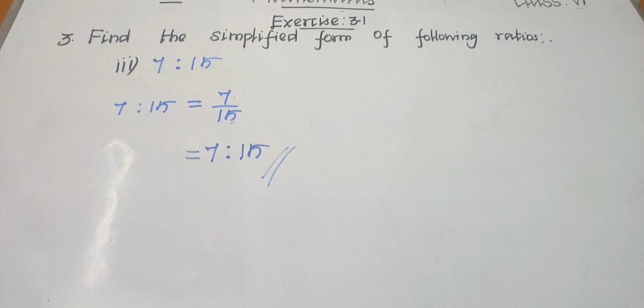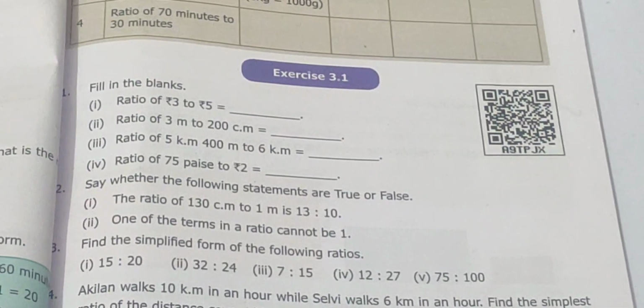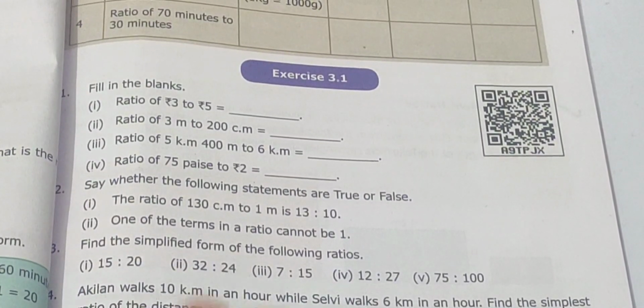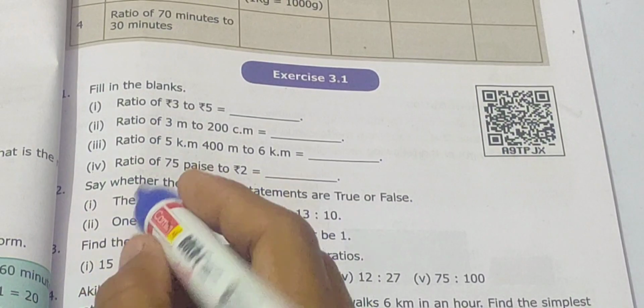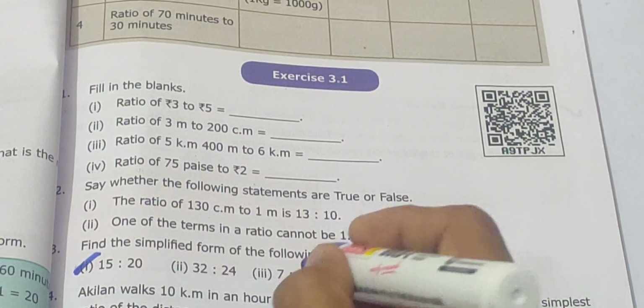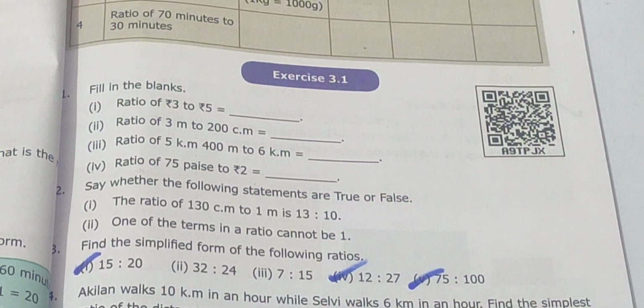That's all about today's class. Let me give you today's homework. Children, we had completed sum number 2 and 3, right? So your homework is sum number 1, 4 and 5. 3 sums are your homework.